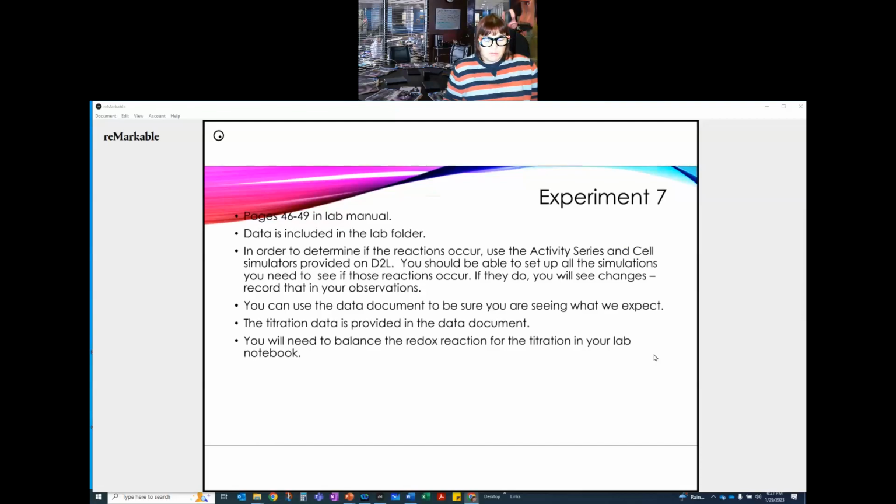There is titration data provided because there is a titration component in the redox. So there's a titration that's been done. You'll need to balance the redox reaction for the titration in your lab. Okay, so there's that.